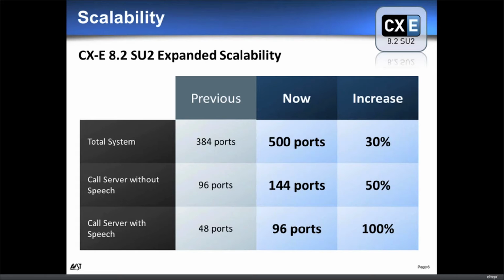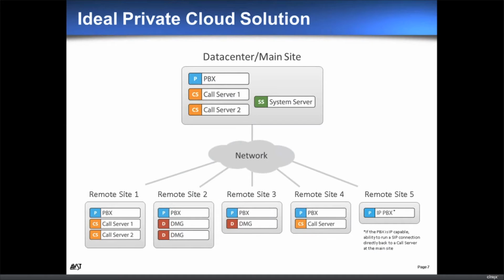That's a 30% increase over the previous capacity. Call servers can now grow without speech to 144 ports per call server, and with speech to 96 ports per call server. We achieved this increase due to new QA testing and a new hardware platform release. Using a Dell R720 server, which we recently added to the line of servers provided by AVST, is how we accomplished this testing.